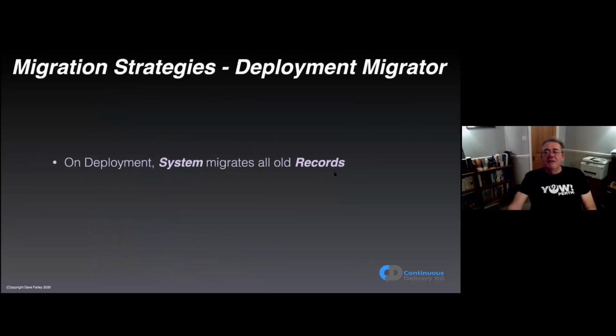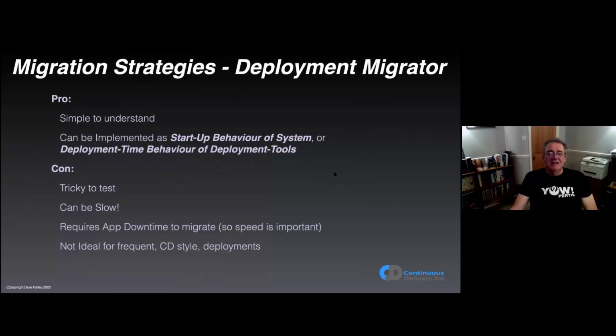The last one to mention is the one that we've already mentioned, the deployment time migrator. On deployment, the system migrates all records. The advantage of this, and it's a big advantage, the reason why I started with it, is because it's simple to understand. It's kind of obvious that at the point at which we deploy the software that requires a new version of the data, that's a good time to migrate.